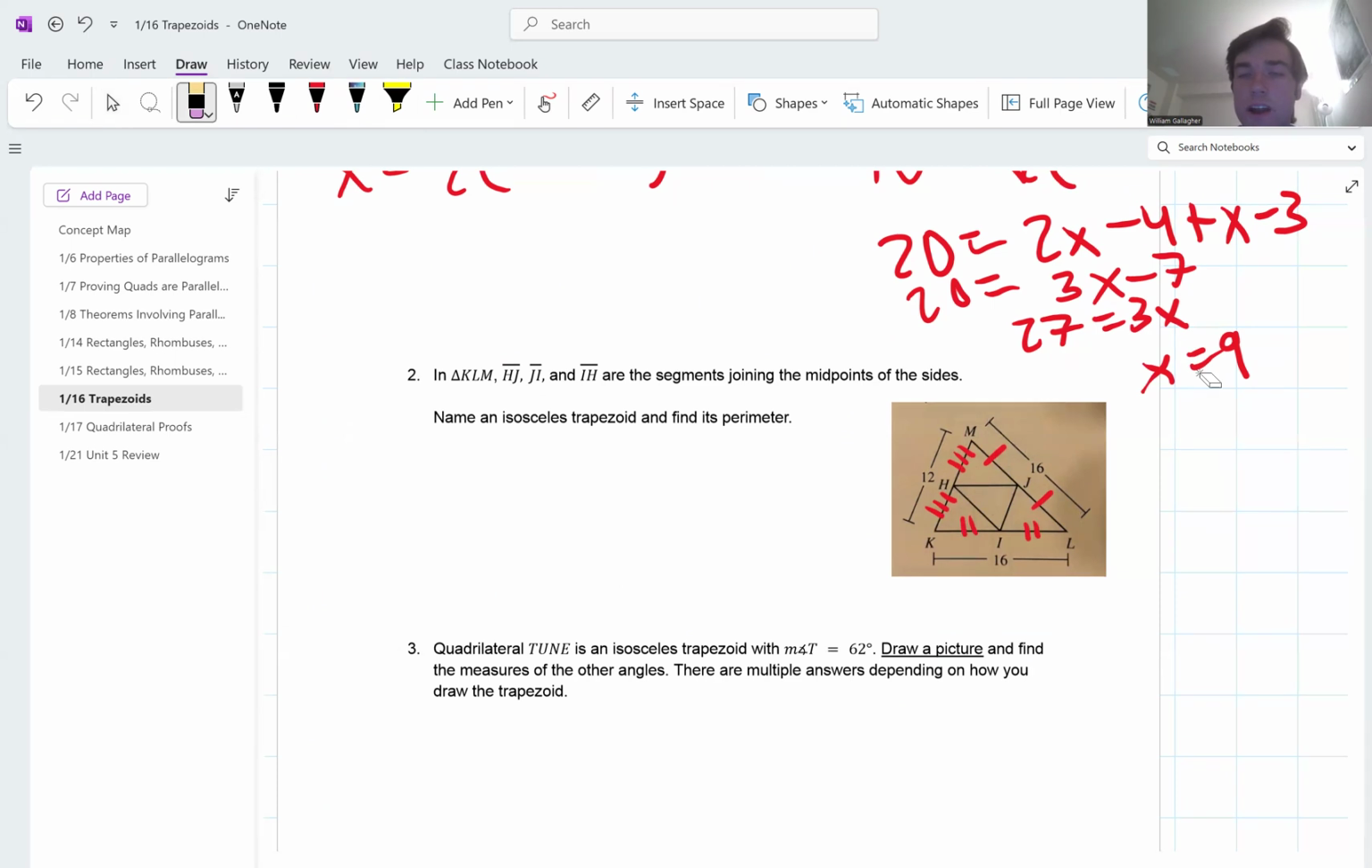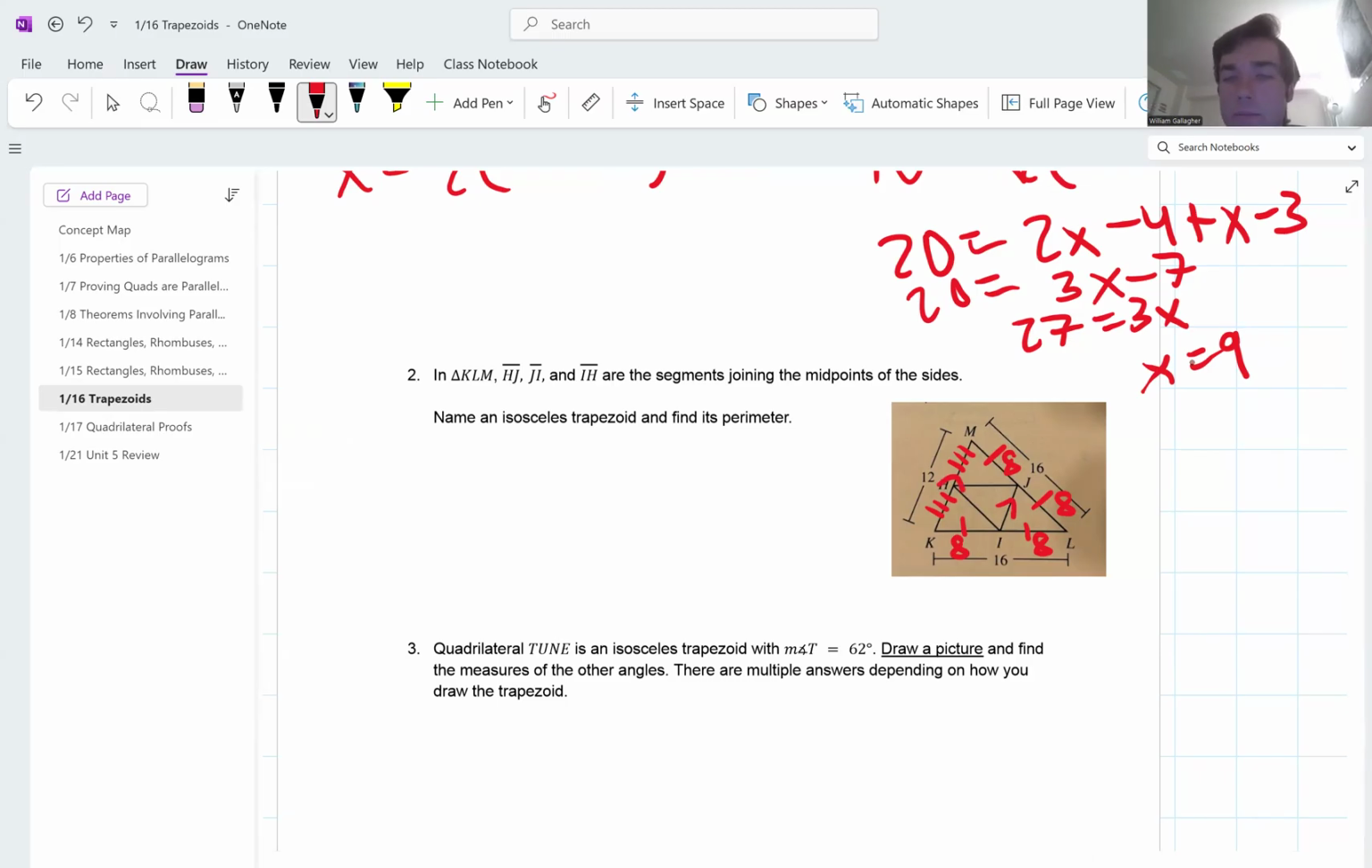But in actuality, right, if KL and ML are both 16, then these are both 8. These are both 8. And so we also know that JI is a segment that joins the midpoints of two segments. So it is going to be parallel to the base. It's parallel to the base.